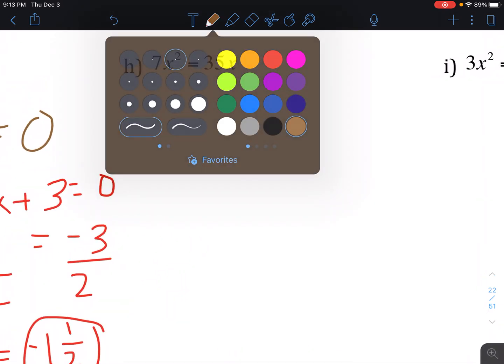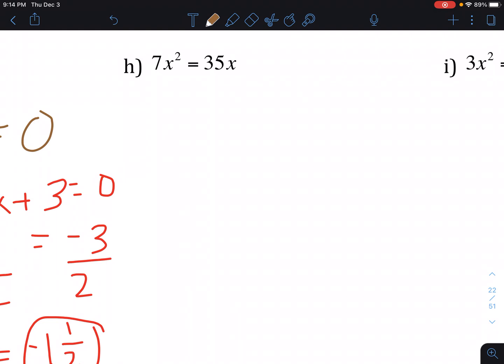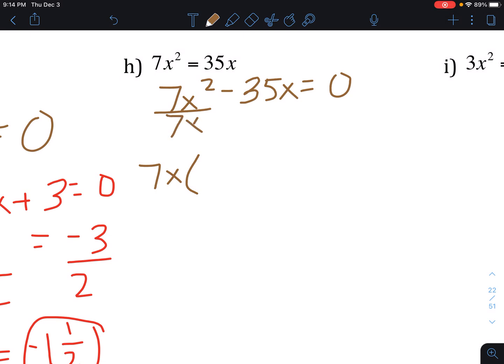Okay, letter H. First thing I notice, not set equal to 0. I need to subtract 35x. So what is this? Or I should say, is this a GCF? Yes. GCF is 7x. Then I'm going to divide it by 7x. So that'll be 1x. That'll divide to have x's cancel, 5.